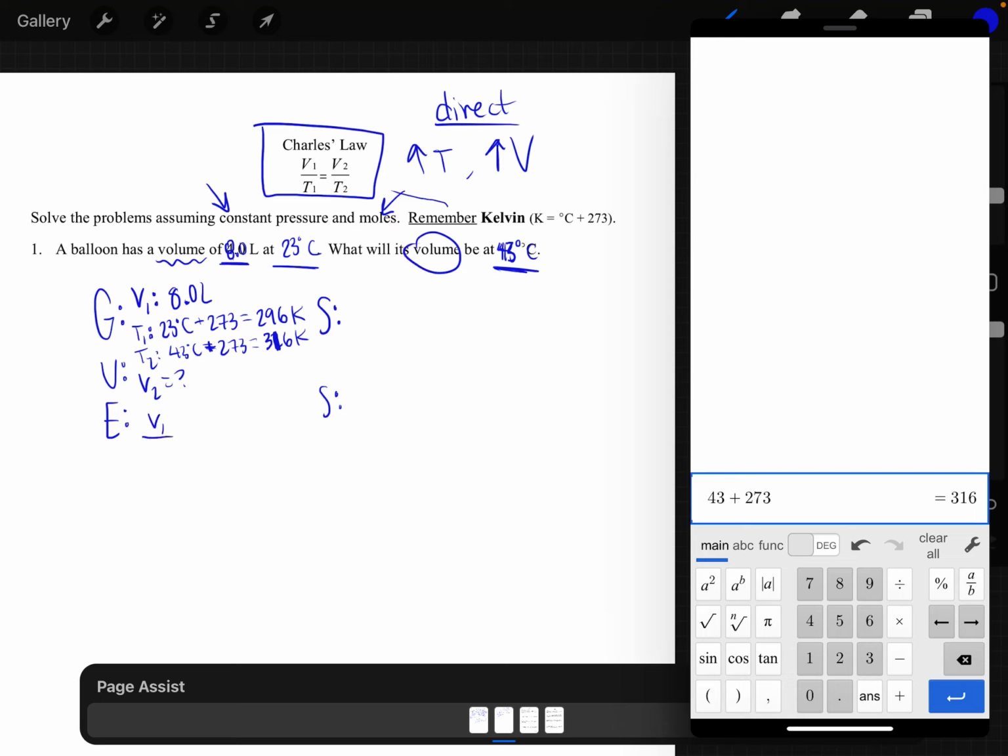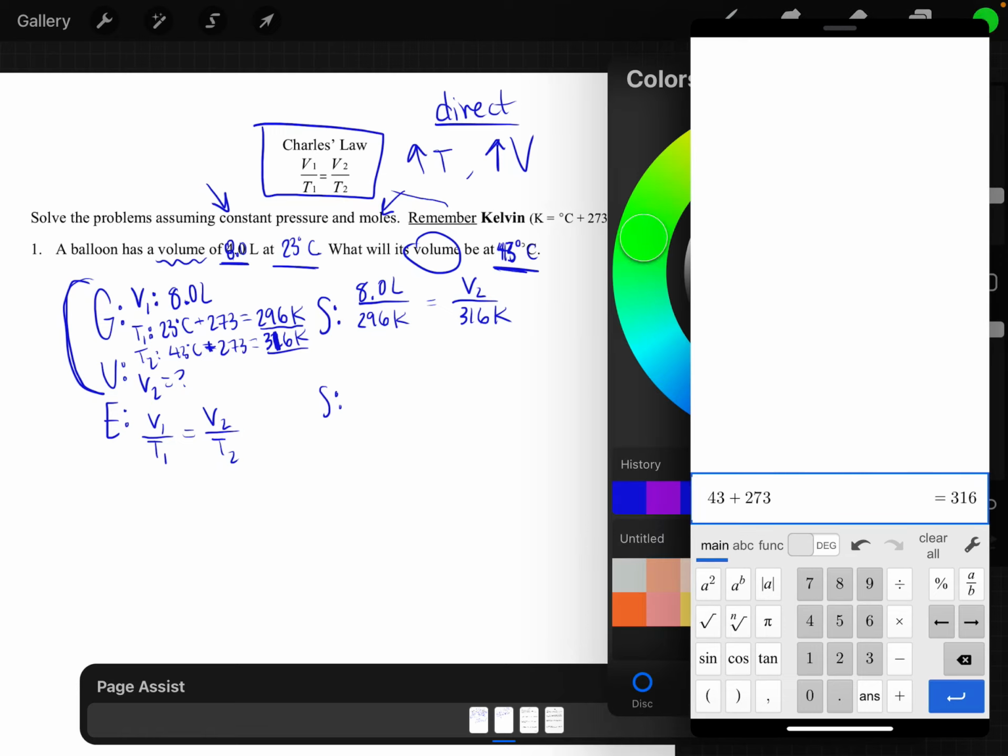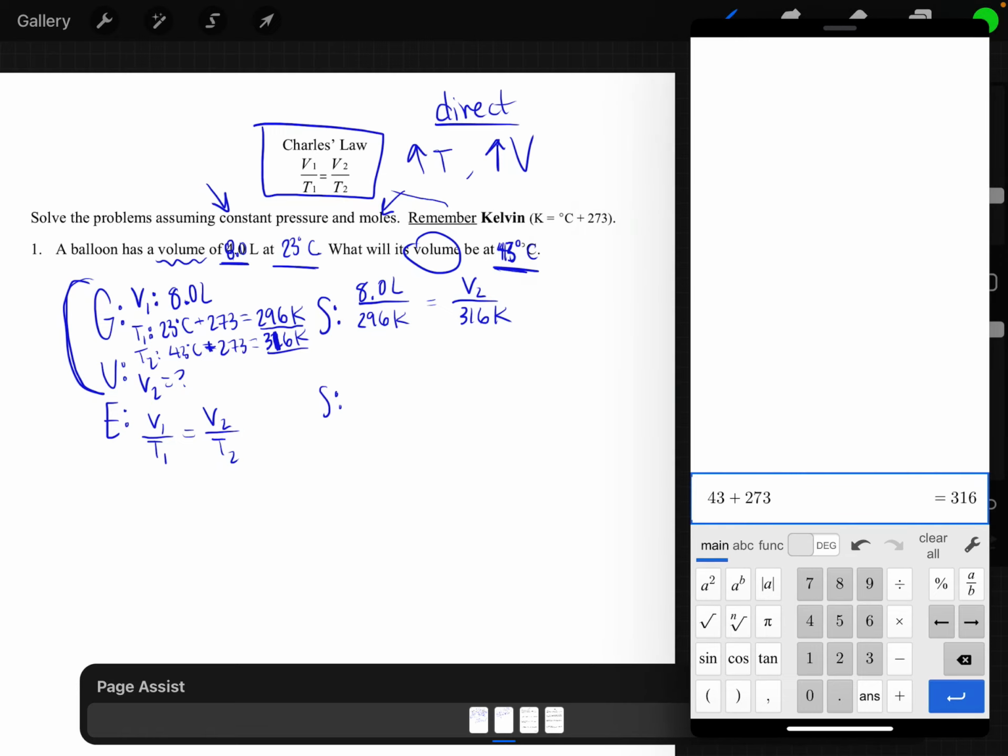So now I can decide that the equation I'm going to use is Charles' law, because I only have V's and T's in my GUESS. Now I can insert these, substitute and solve. So I'm going to say V1 divided by T1 is equal to V2, which is my unknown, divided by T2, which was 316 Kelvin. So we have one unknown, which is exactly what we wanted. We have the 3 givens. Now we need to solve for this V2.